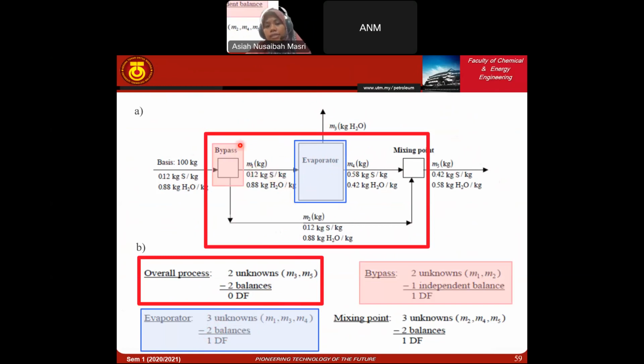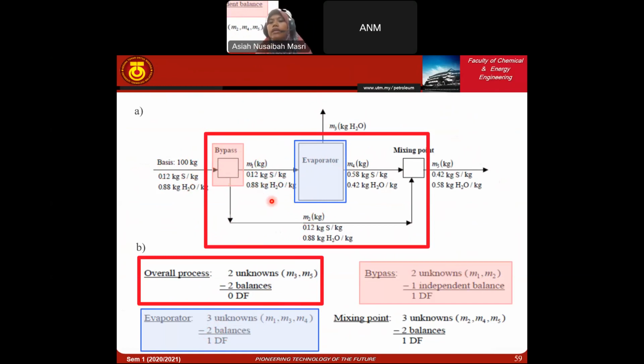Then we see our bypass. So for the bypass, how many inputs? 1 input, 2 outputs. Our input is here, our outputs are here, M1 and M2. We know our input is 100 kilograms, so only our outputs we don't know. So our unknowns are M1 and M2. 2 unknowns. How many independent balances?